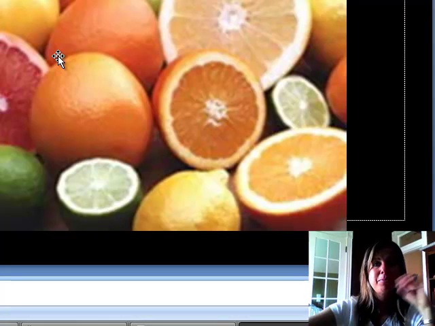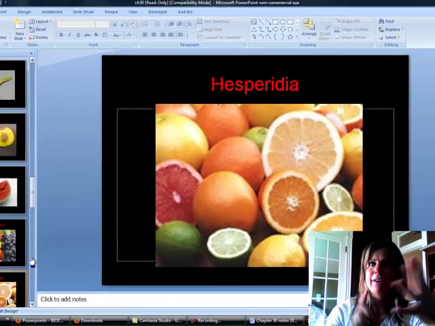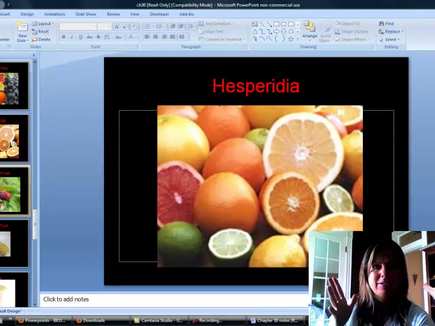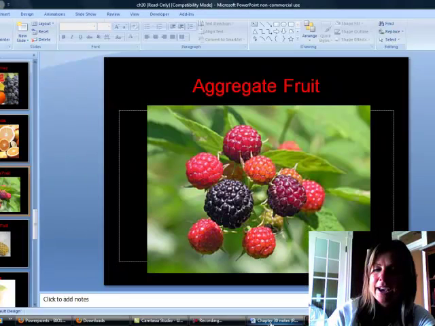So you can have oranges, grapefruits, and limes all growing on the same tree. So that's kind of a cool thing about those. All right. Now this next one, I believe, is the next one in our aggregate fruit.